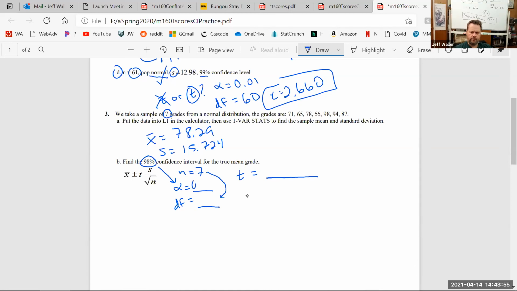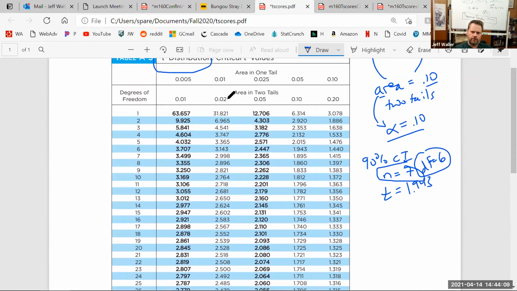What's alpha? 0.02, 0.2. What's the degrees of freedom? 6. 6. I like it. So now if I look at 0.02 and I stop at 6, 3.143.